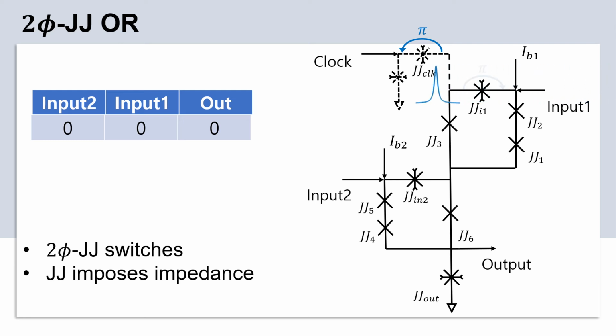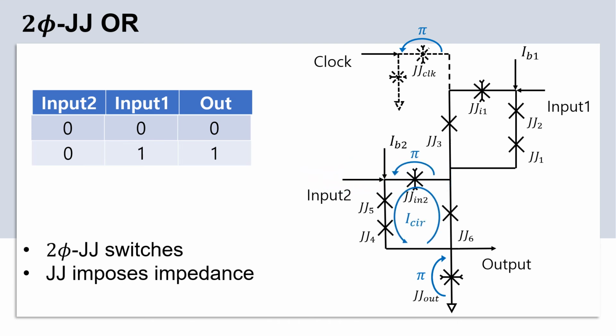Receiving an HFQ pulse from input 1 will actually switch JJ in 1 and produce a circulating current in the first superconducting loop. So receiving an HFQ pulse from the clock input now will switch JJ in 1 back, and this switch will produce a pulse towards the output and switch JJ out, which will produce an HFQ pulse at the output. So a logical 1 from input 1 will produce a logical 1 in the output.